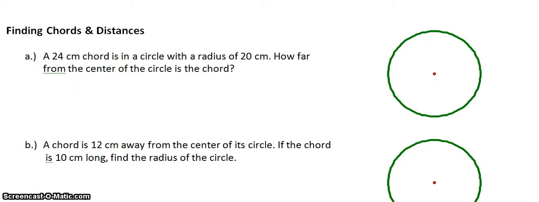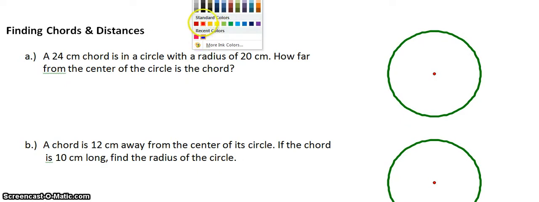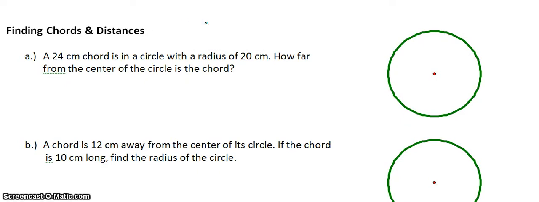Okay, so now for some problems for today. We're going to learn how to find chords and distances given different pieces of information. So for this example, you have a 24 centimeter chord and a 20 centimeter radius. And it wants to know how far from the center of the circle is the chord.